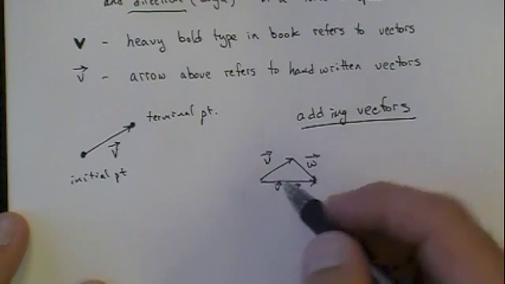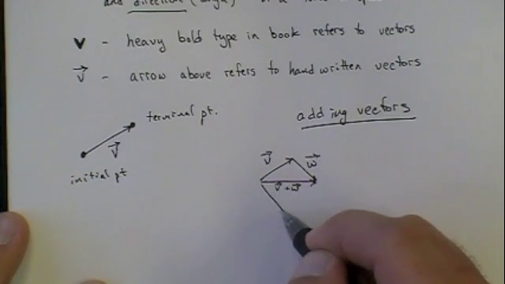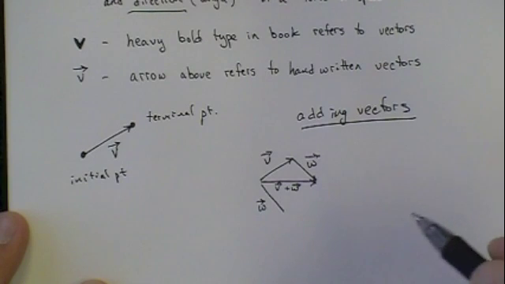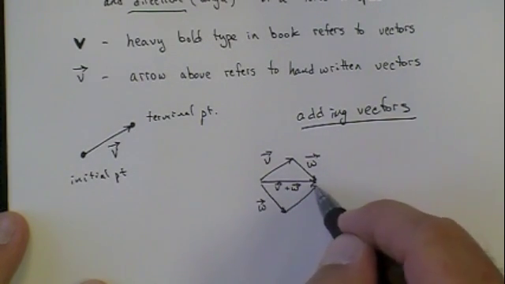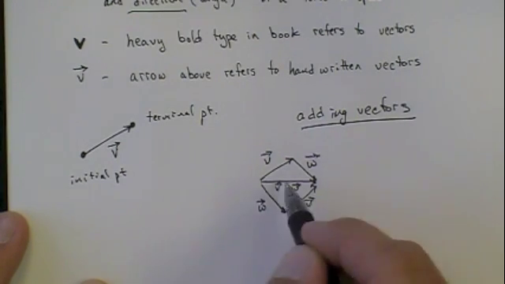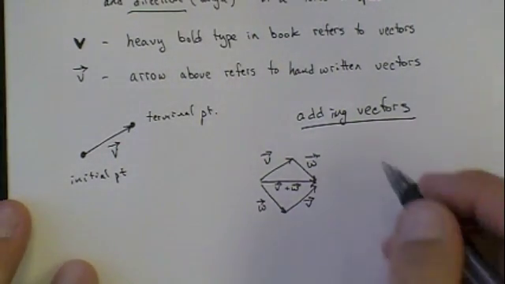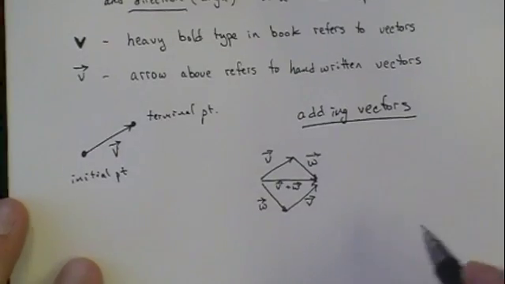And commutative property would hold true because if we have, this is our vector w, same magnitude, same direction, and here is vector v, we would have the same resulting vector. So the commutative property holds true.